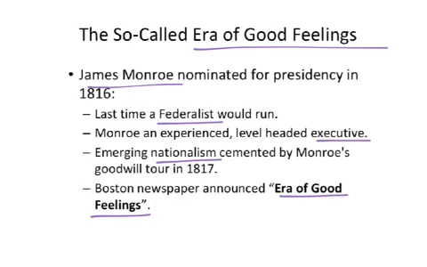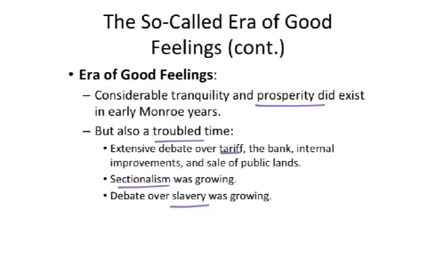This was the beginning of the so-called era of good feelings. James Monroe was nominated for the presidency in 1816, and this was the last time that a Federalist would run. Monroe was an experienced, level-headed executive, and emerging nationalism was cemented by Monroe's Goodwill Tour in 1817. Boston newspapers announced an era of good feelings was upon the American country.